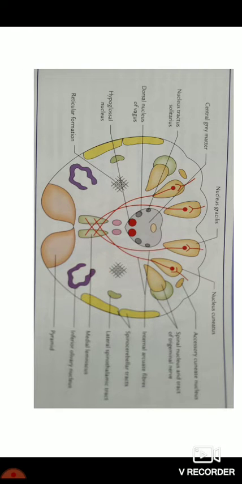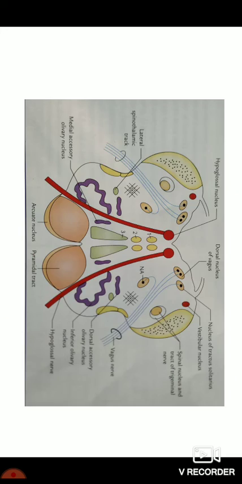The pyramids will lie on either side of the anterior median fissure. Now the central gray matter will have nucleus on both sides, from the medial to the lateral. We have the hypoglossal nucleus, dorsal nucleus of vagus, and nucleus of tractus solitarius.